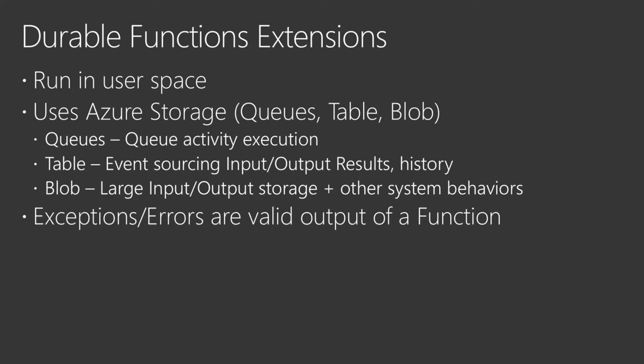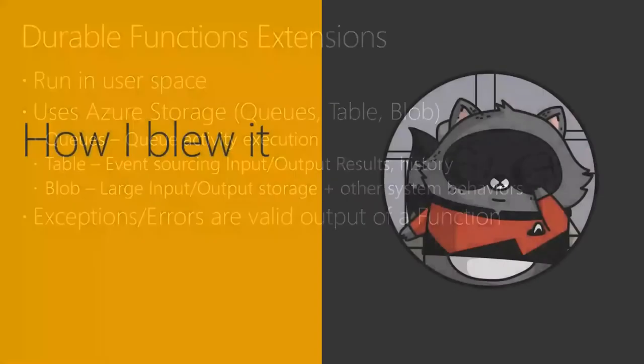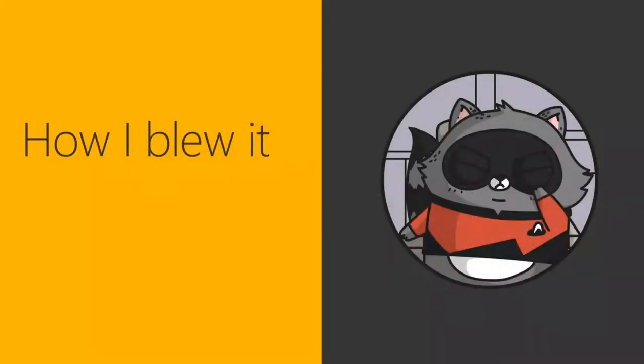And here's one thing that I learned: exceptions and errors are a valid output of a function. So if instead of saying hello world you throw an exception, the stack trace is going to show up. It is a valid output, by the way, which is going to take me to, oh, I messed it up really bad. I broke serverless, which is fun, by the way. You want to put that on your resume, like I broke serverless. That was amazing.